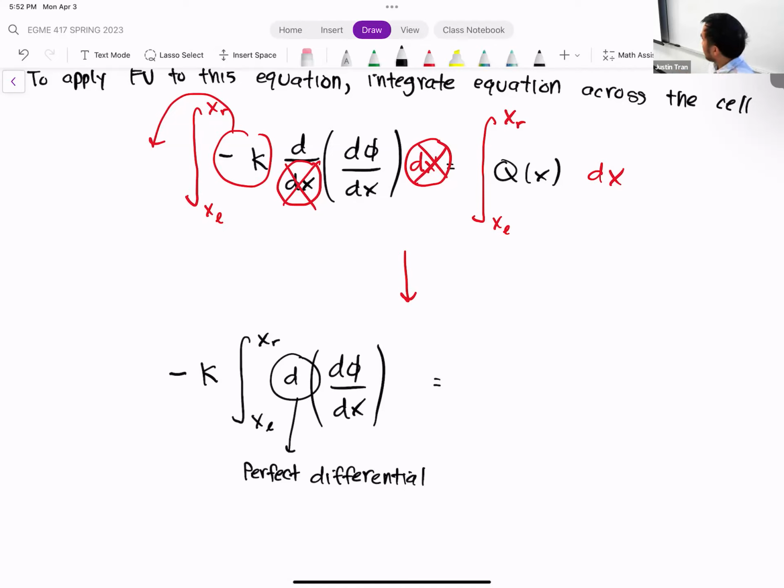So getting a perfect differential on the left-hand side is really nice because it's going to basically cancel out the integration. And if you recall, this is basically the application of Green's theorem. We'll finish that up in a second. So let's go ahead and work on the right-hand side.